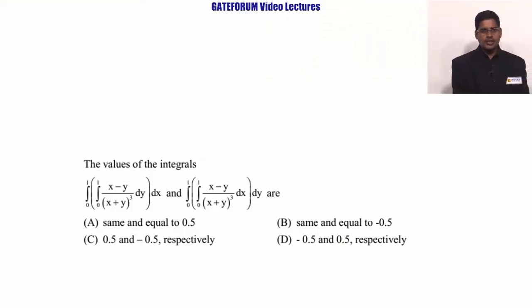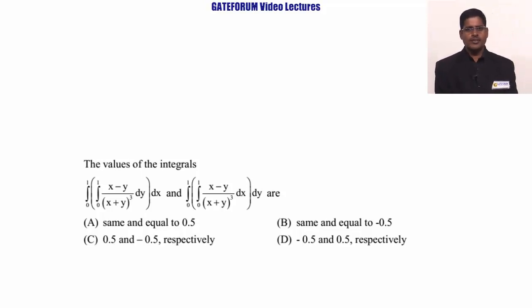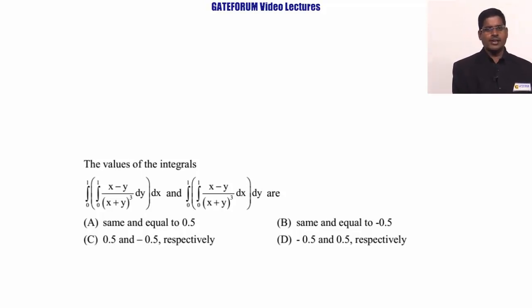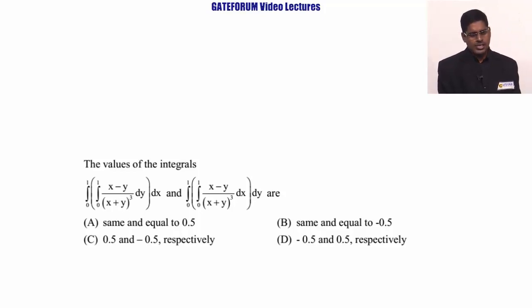The question is, the values of the integrals, integral 0 to 1, integral 0 to 1 of (x minus y) divided by (x plus y) whole cube dy dx, and integral 0 to 1, integral 0 to 1 of (x minus y) divided by (x plus y) whole cube dx dy are, A, B, C, D options given. This question is from engineering mathematics. Topic is calculus. Subtopic is double integrals, which is from GATE 2017.